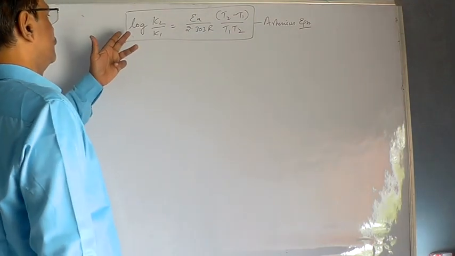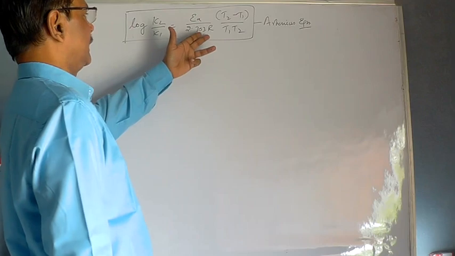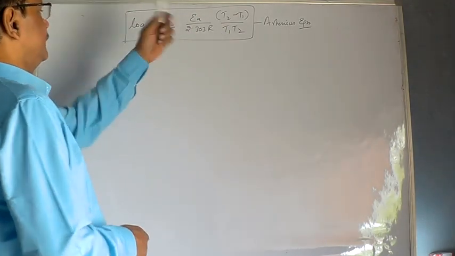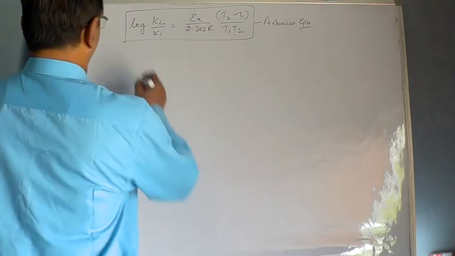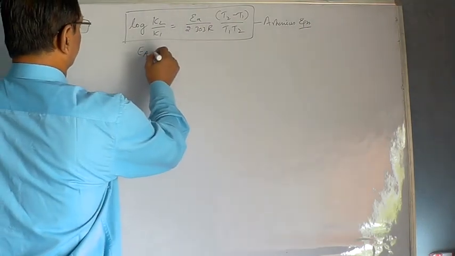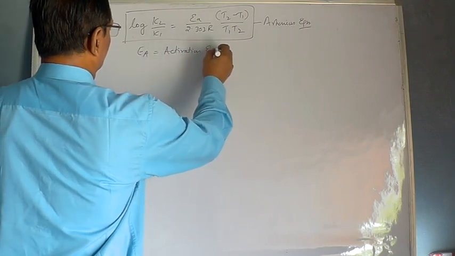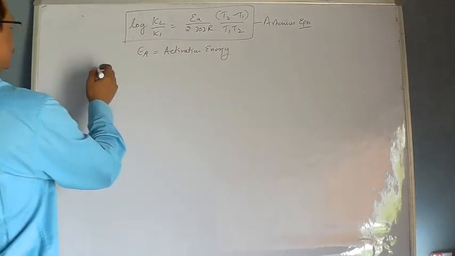Continuing with Arrhenius equation, log K2 by K1 equals EA upon 2.303 R times T2 minus T1 upon T1 T2. Class, you know everything, but problematic will be EA. So what is EA? EA is your activation energy. So what is this activation energy? You will come to know in coming notes.